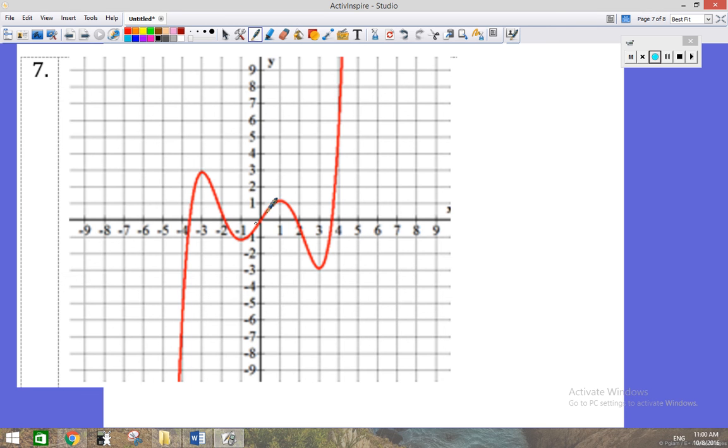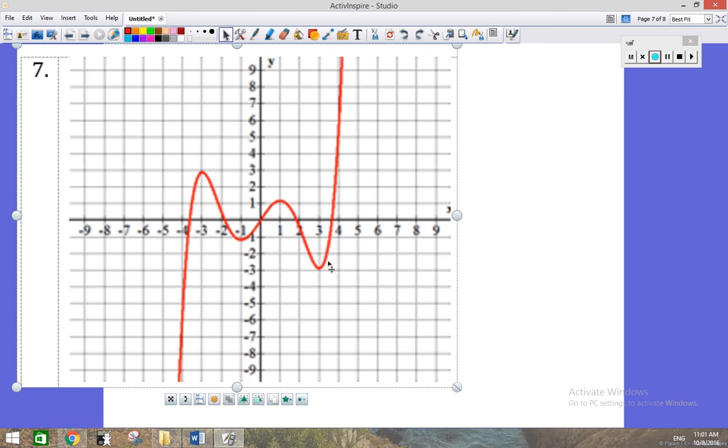I can see that the left-hand side of the graph is not a mirror image. This is going up, but it's not going up as high, and it's not in the right spot. We do not have symmetry with respect to the y-axis. This is not an even function. Now, it is going through the origin, but let's take a closer look.